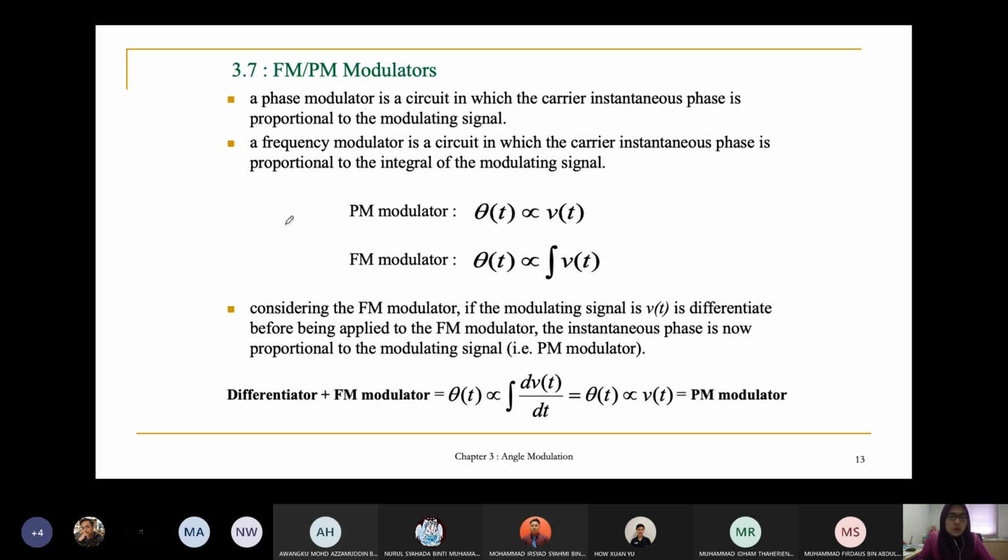So for today, today's lecture is fully theory. We will cover the FM/PM modulator, and also the transmitter and receiver. So you look at slide 13 over here.